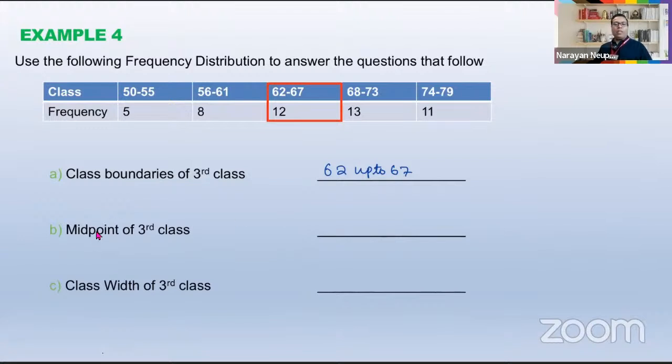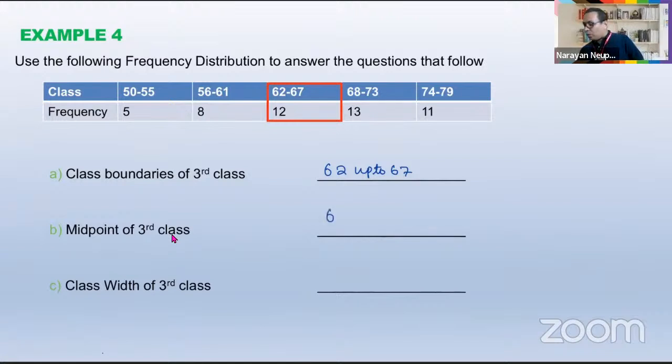And then the next one is, we have to find the midpoint of the class. Do you know how we find the midpoint of the class? Any idea? Same as the median? Yes, but how do we find it? Right. Or basically, you can also add the lower and the upper boundary and divide it by 2. That's another way of doing that.